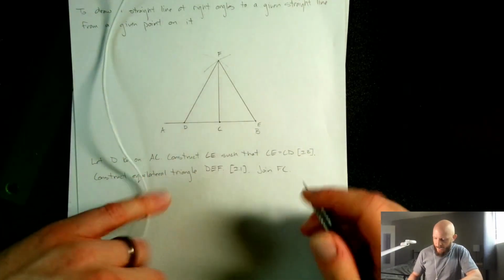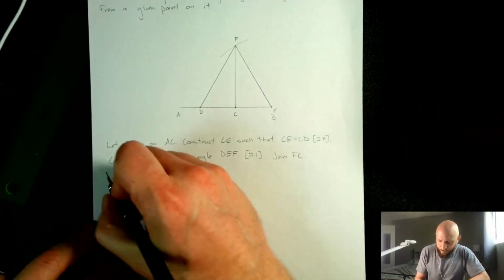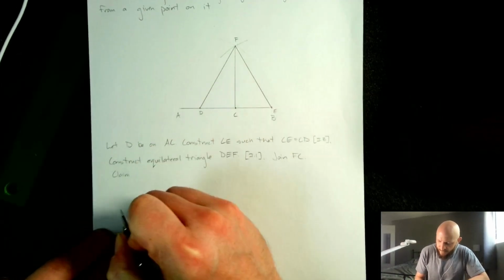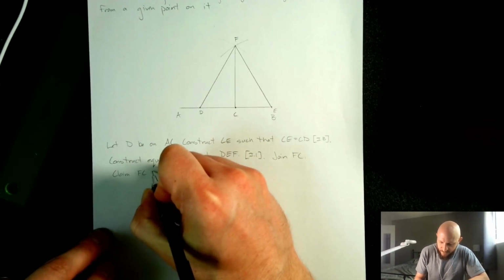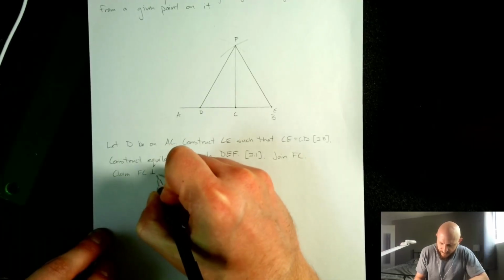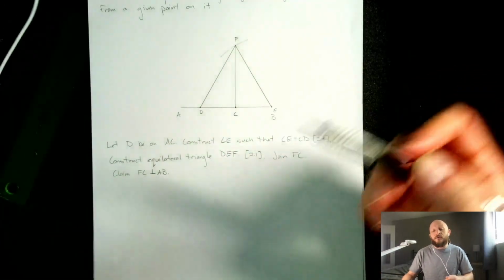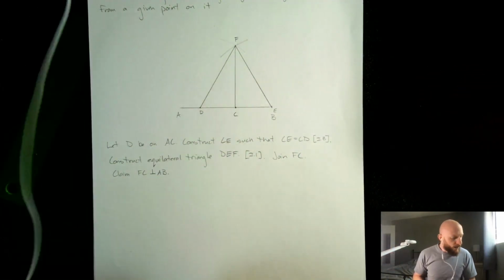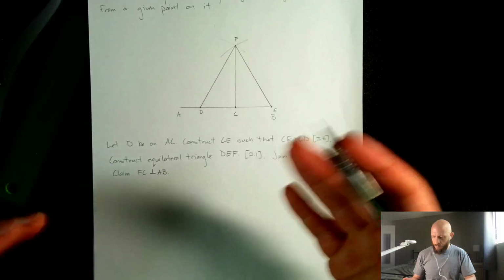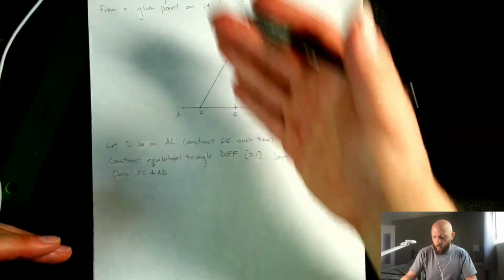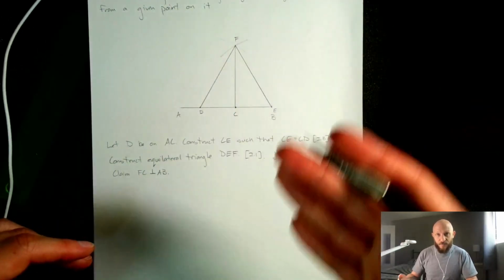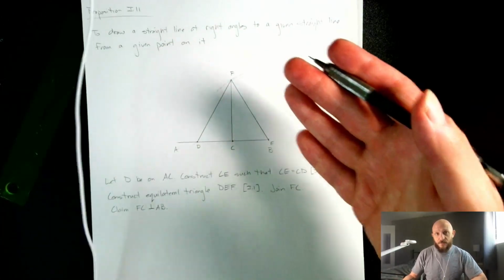All right. And so the claim is that FC, in modern notation, is perpendicular to AB, and because FC contains the point C, it passes through C, which is also what we wanted. We weren't just trying to make any old perpendicular to AB. We wanted a perpendicular to AB that passes through point C.